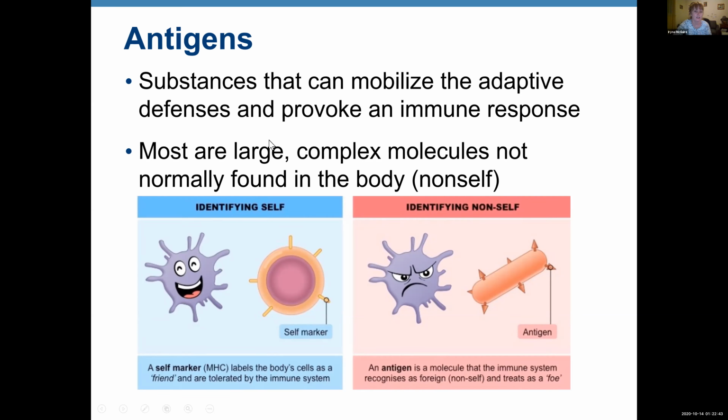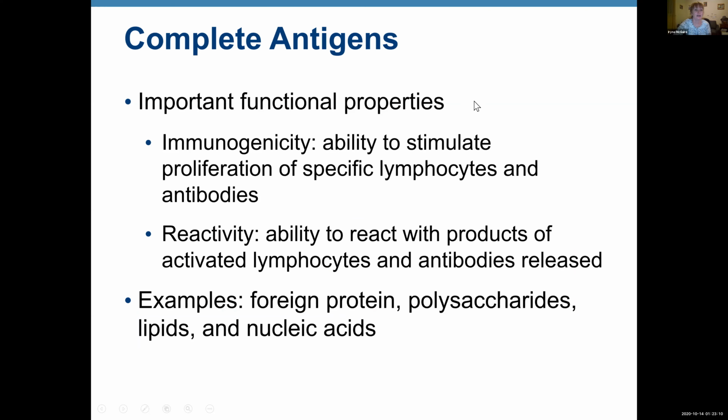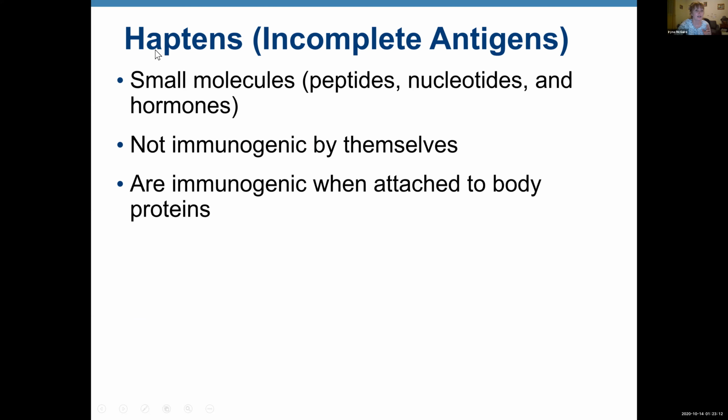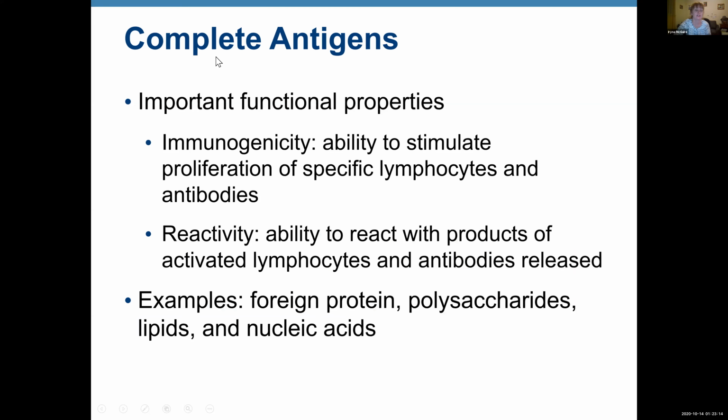Most of them are large, complex molecules not normally found in the body, right? So it can be bacteria, it can be virus, it can be some protist, but it also can be toxins of these microorganisms. Those are just large molecules, usually proteins, that your body recognizes as non-self. We have complete antigens and we have haptens. So let's see what is the difference.